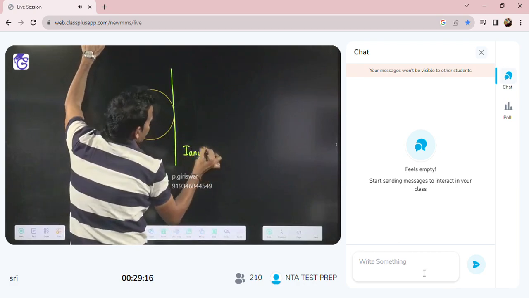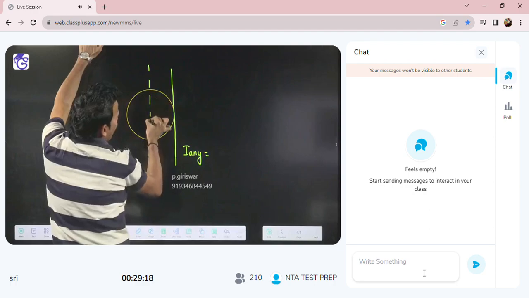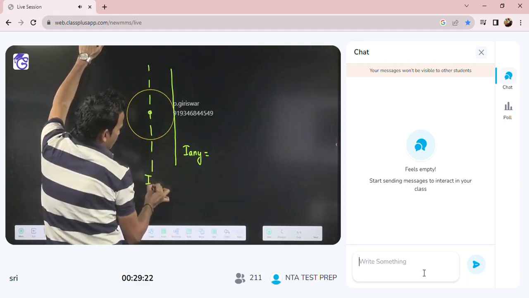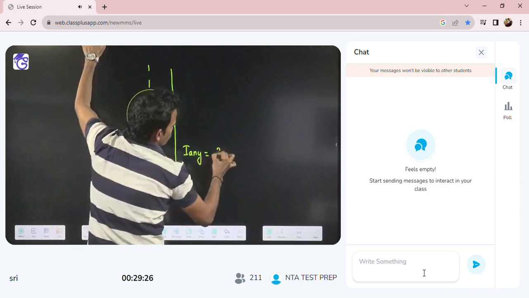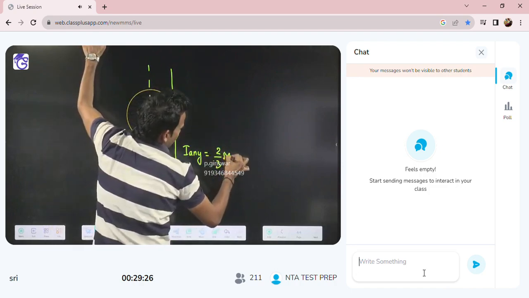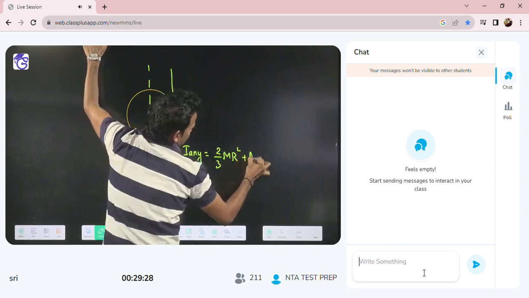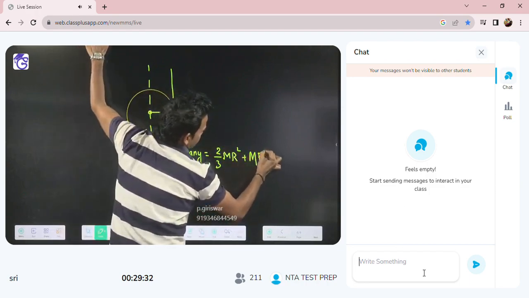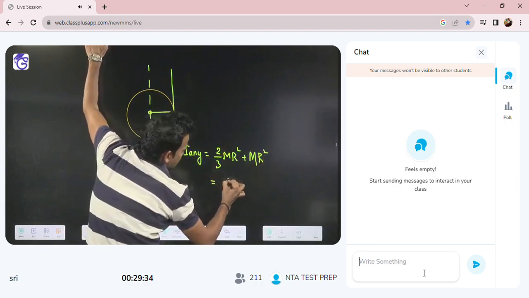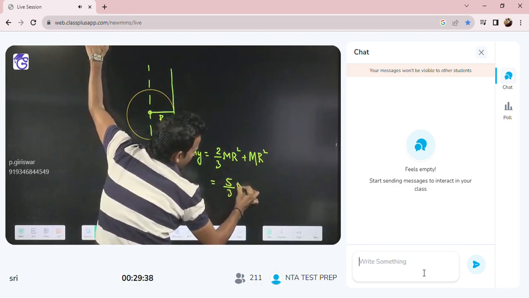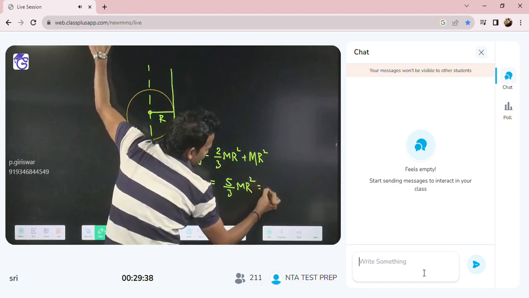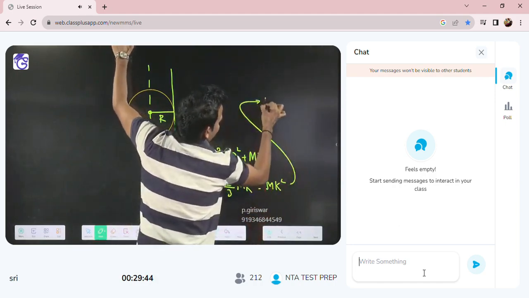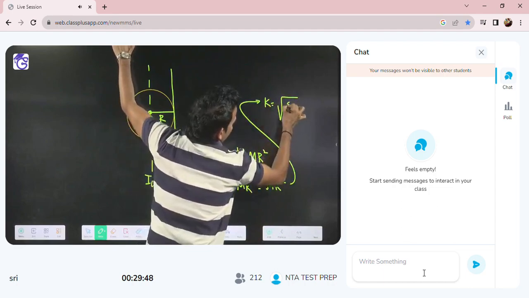Again I_NE will be equal to I_CM. This is the I_CM parallel to it, and this I_CM we already know, 2 by 3 MR square. I_CM plus MD square. Sir, what is D? D is again R. So plus MR square. That means from here it will come 5 by 3 MR square. If anyone asks me the radius of gyration, I will equate to MK square, so K will come as the square root of 5 by 3 R.